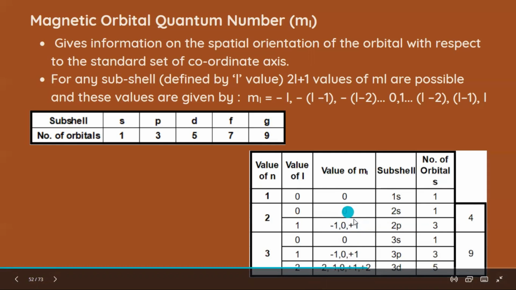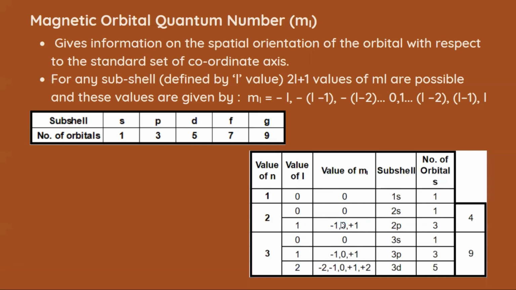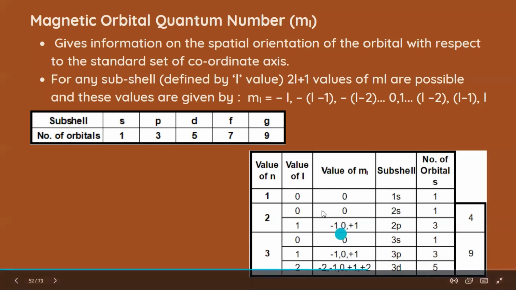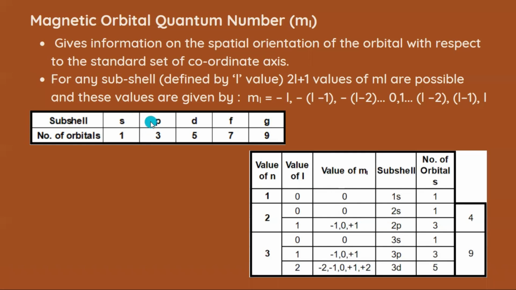So this is giving us the number of orbitals which are present in the shell. The value of ML will give us the information that the S subshell has 1 orbital, the P subshell has 3 orbitals, D has 5, F has 7, and G has 9. So the information about the number of orbitals is given by the magnetic quantum number. So 2L plus 1 values of ML are possible.